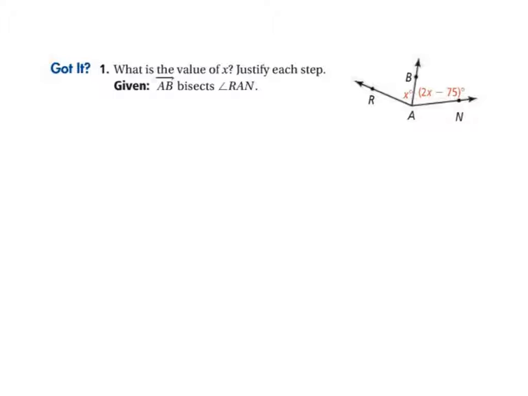All right, so let's try one. It says, what's the value of x? Justify each step. I'm given that ray AB bisects angle RAN. Okay, this is a different problem than that last one. If this is an angle bisector, okay, so here's how this works. And this is kind of what we're going to do today. We're going to have lots of writing today. So I'm going to start off and say that ray AB bisects angle RAN. And that's just given to me. I just know that because it's given.